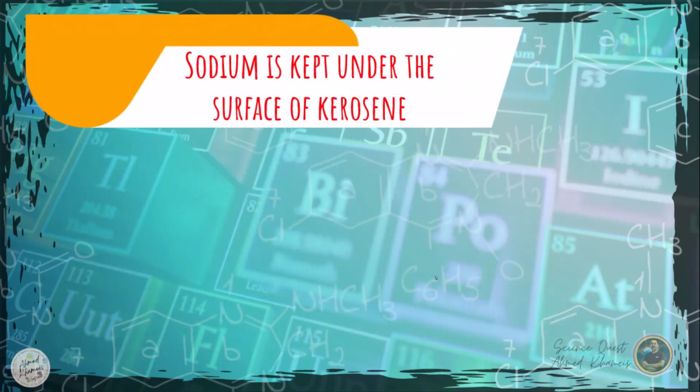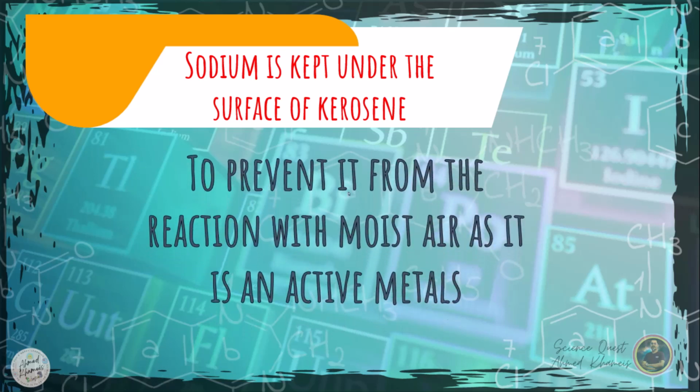So why is sodium kept under the surface of kerosene? To prevent it from reacting with moist air, as it is an active metal. When we put sodium in water, it reacts instantly and hydrogen gas evolves, which burns with a pop sound. So we keep it under kerosene to prevent it from reacting with the air.